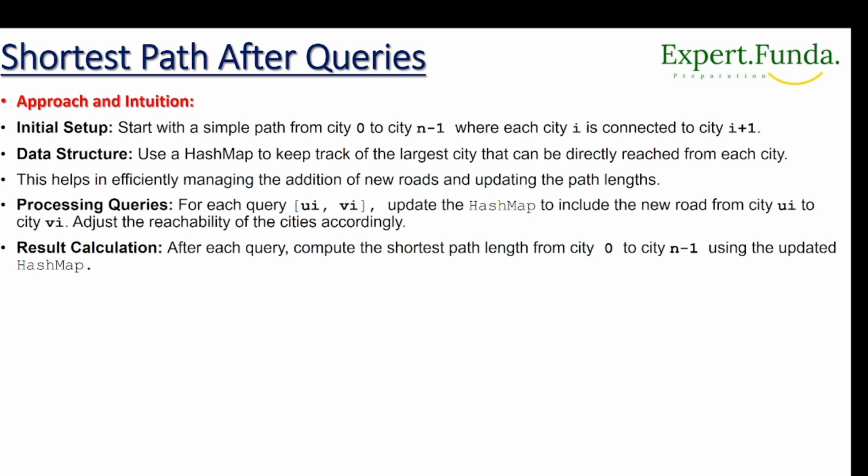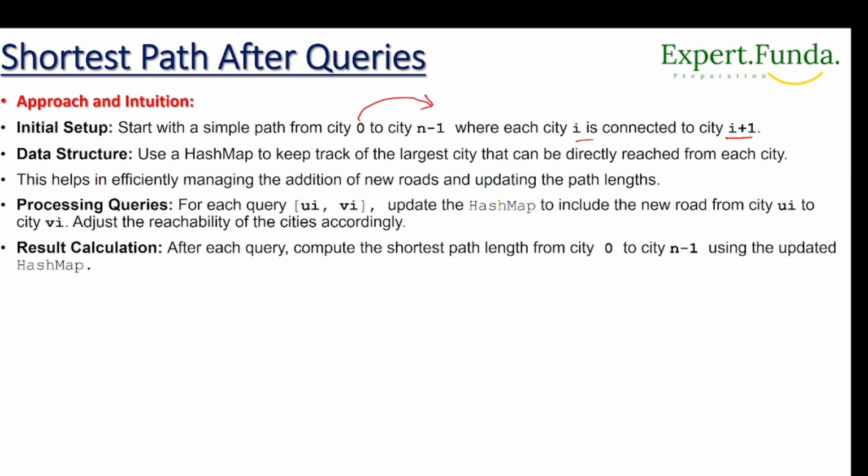Basically this is a shortest path after the queries. The condition we have been given, but what approach do we have to take, and what is the intuition behind the solution? We have to do an initial setup, use some data structure, then process the queries, and finally return the result. For the initial setup we will start with a simple path from 0 to n-1, where each city i is connected to city i+1.